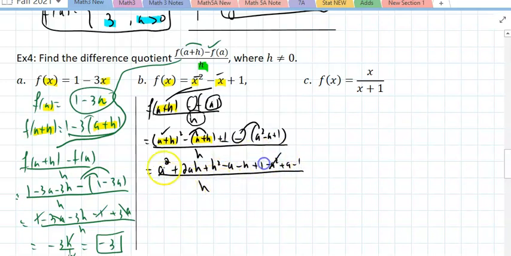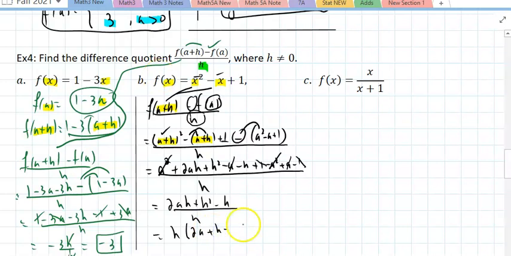The a squares cancel out. The positive a and the negative a cancel out. The 1 and the negative 1 cancel out. I'm left with 2ah plus h squared minus h over h. If I factor an h out of the top, and if I cancel that, wouldn't my answer be 2a plus h minus 1?